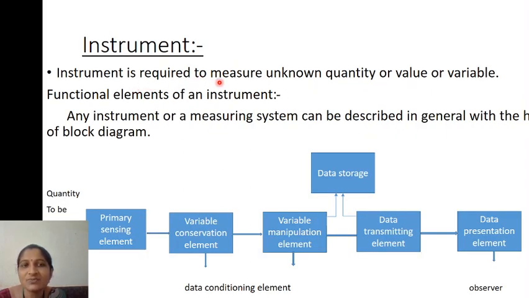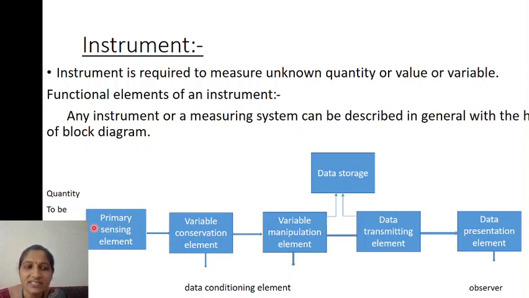An instrument is required to measure an unknown quantity or value or variable. Anything which is an unknown quantity or a value or a variable can be measured using an instrument. So this instrument is nothing but a measuring system. This measuring system can be explained using this block diagram. So this is the block diagram of the measuring system.